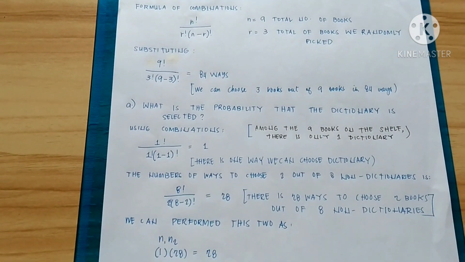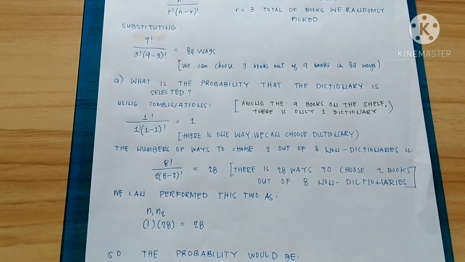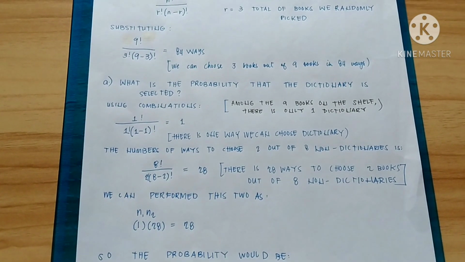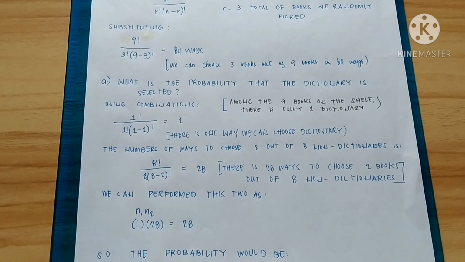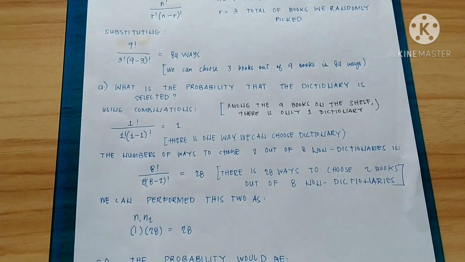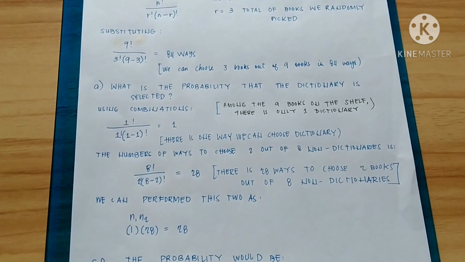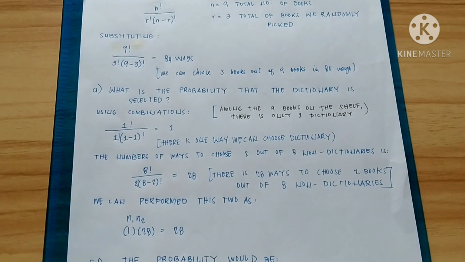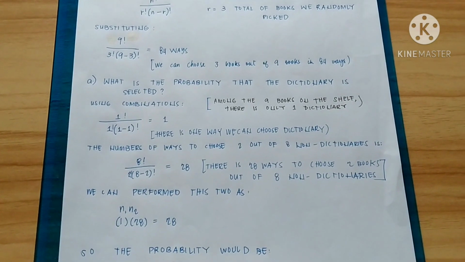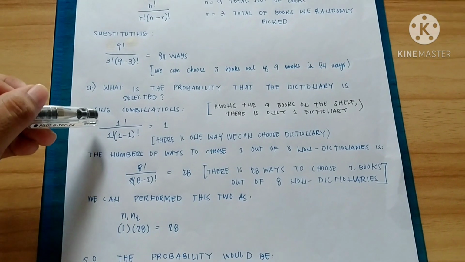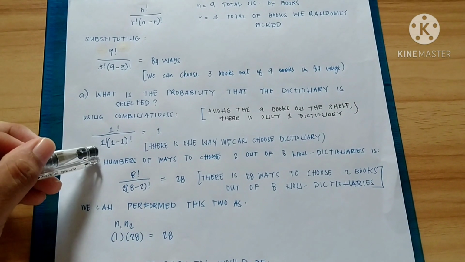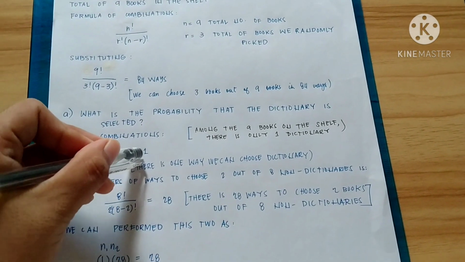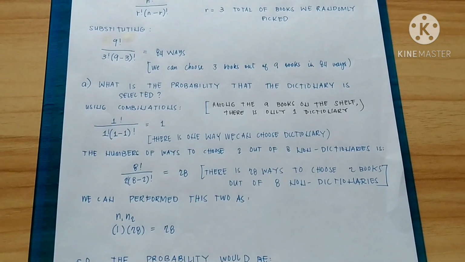So for the letter A, what is the probability that the dictionary is selected? We need to find first the probability that a dictionary is selected. So among the 9 books on the shelf, there's only 1 dictionary. So we need to use combinations to calculate the number of ways that we can choose 1 dictionary, considering that the order is not important. So using the formula in combinations, we have 1 factorial all over 1 factorial multiplied by 1 minus 1 factorial equals 1, which means there is 1 way we can choose the dictionary.